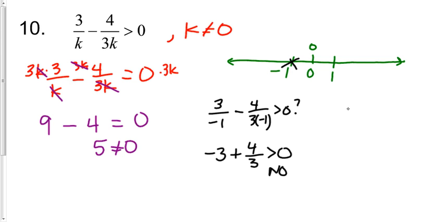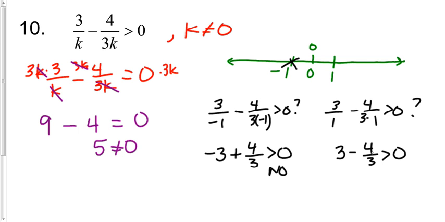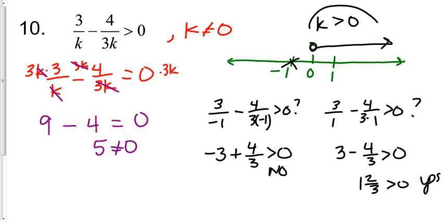Let's test +1. Plugging in +1 for k. 3 over 1 minus 4 over 3 times 1. Is that greater than 0? Well, I have 3 minus 4/3. Is that greater than 0? Well, this is 3 minus 1 1/3. So 3 minus 1 is 2. And if I subtract another 1/3, I'm left with 1 2/3. Is that greater than 0? Yes. All right, so everything, not including 0, but everything to the right of 0 is a solution here. So you could say k is greater than 0, or you could use interval notation and say 0 to infinity.